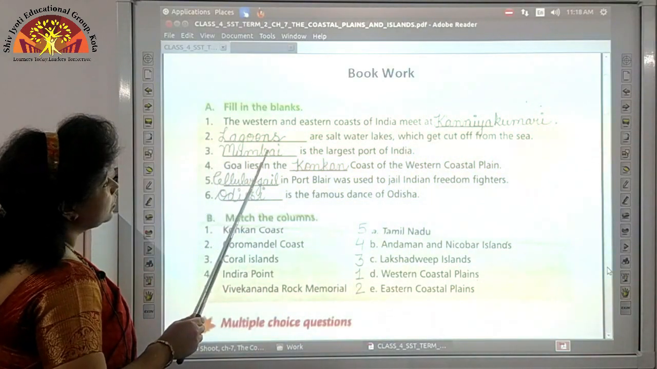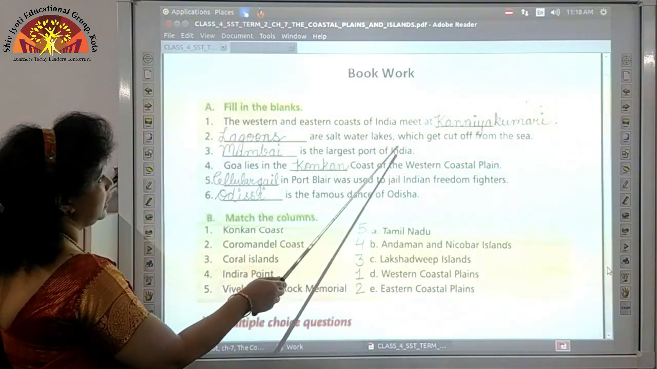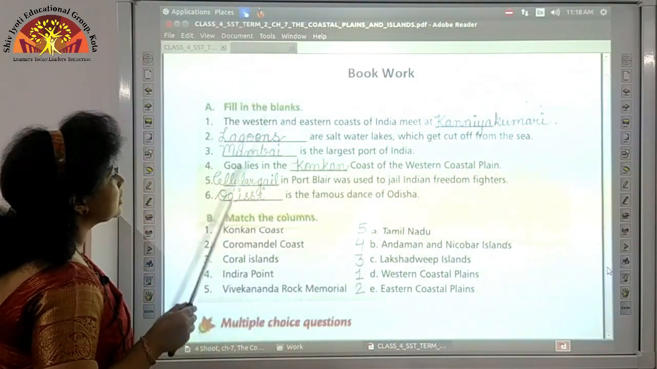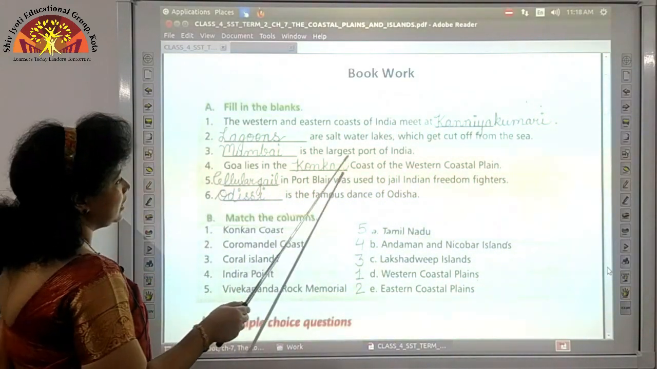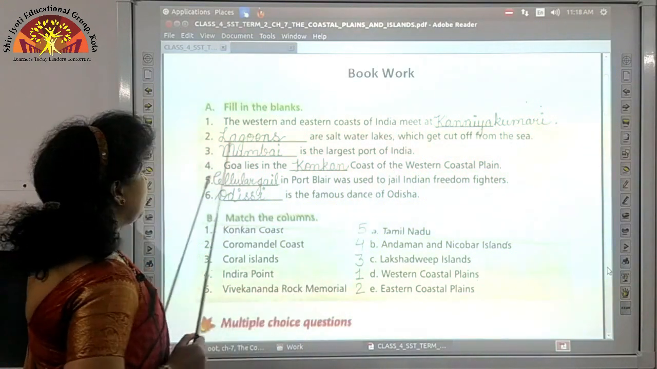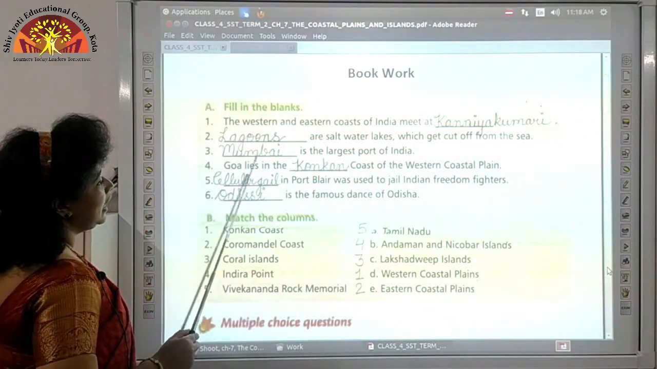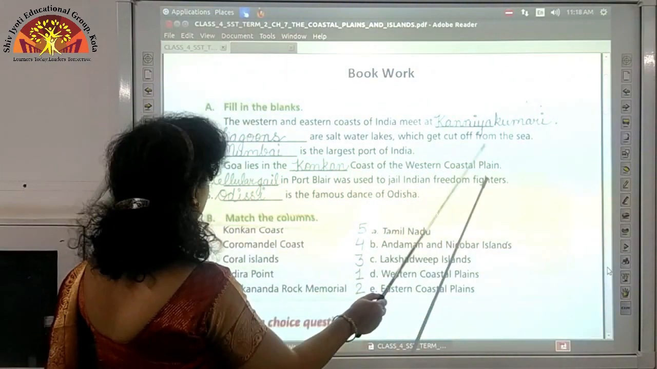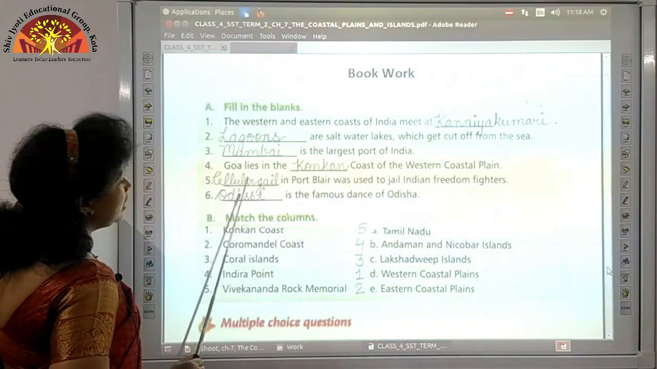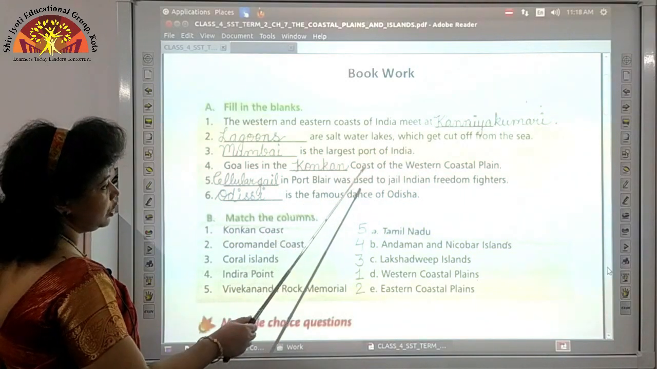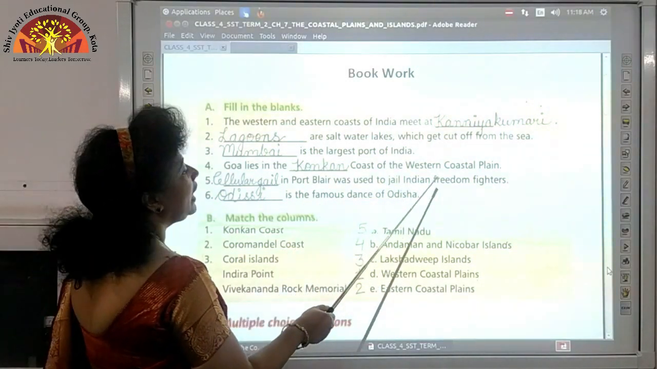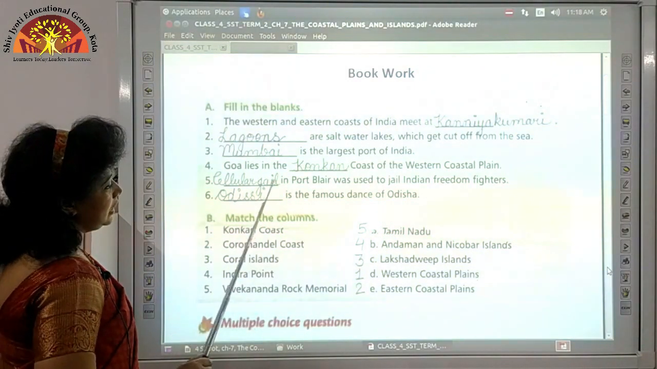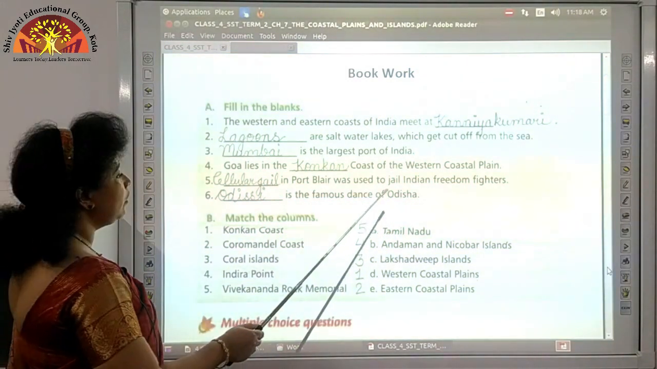Second, lagoons are saltwater lakes which get cut off from the sea. And the third question is, Mumbai is the largest port of India. And question 4, Goa lies in the Konkan coast of the western coastal plain. And fifth, the cellular jail in Port Blair was used to jail Indian freedom fighters. And the sixth question, Odissi is the famous dance of Odisha.